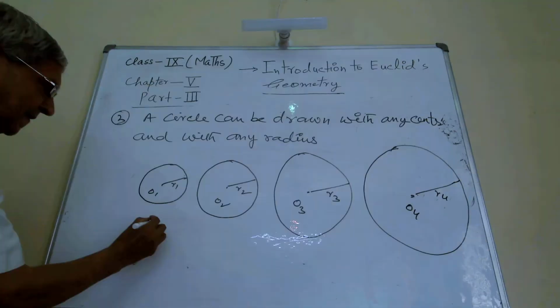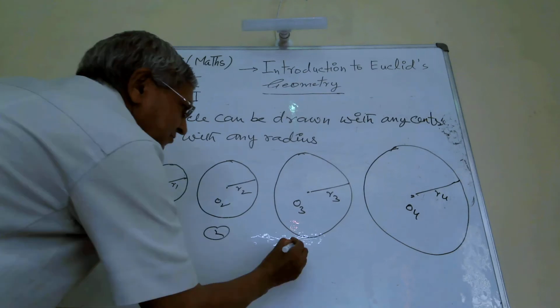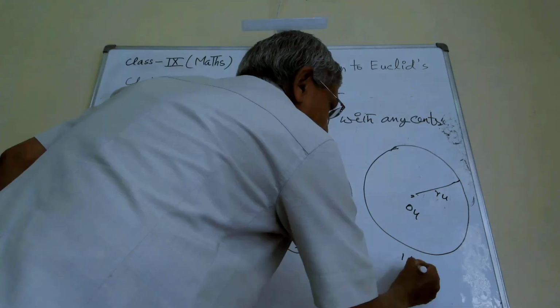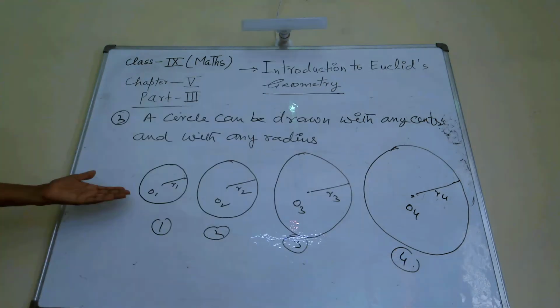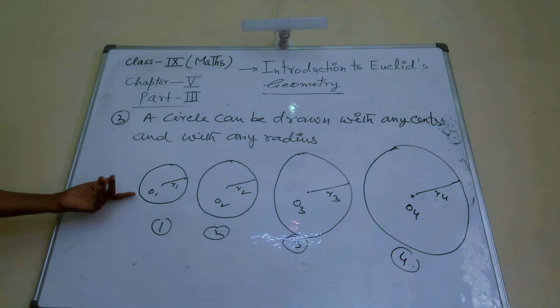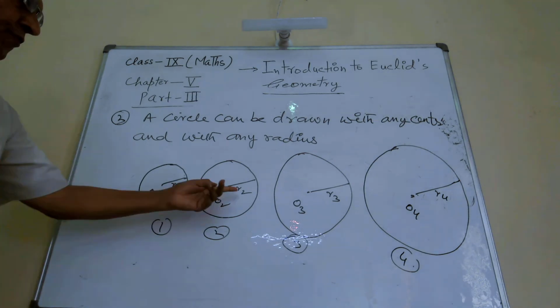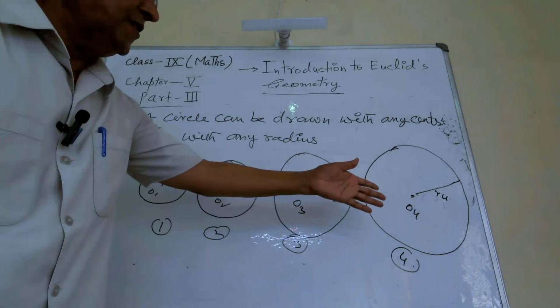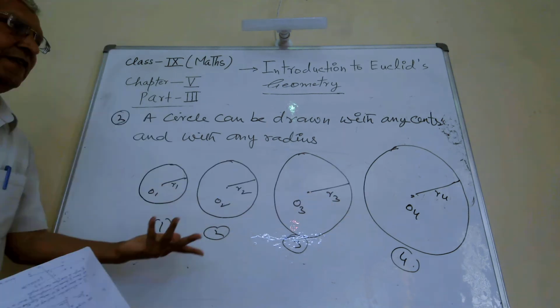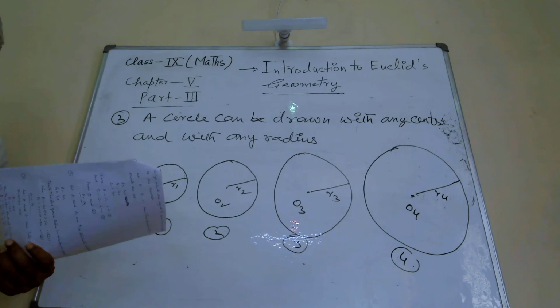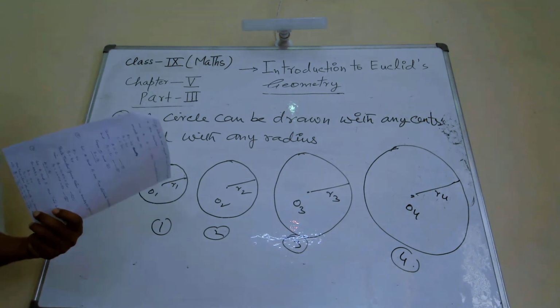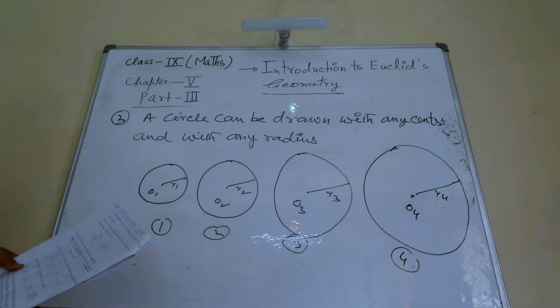These are all circles: first, second, third, and fourth. I have given four examples. Center O1, radius R1. Center O2, radius R2. Center O3, radius R3, and O4. All the circles are different. So he said, with different radius and different center, you can draw as many circles as you like. This is the third postulate of Euclid.